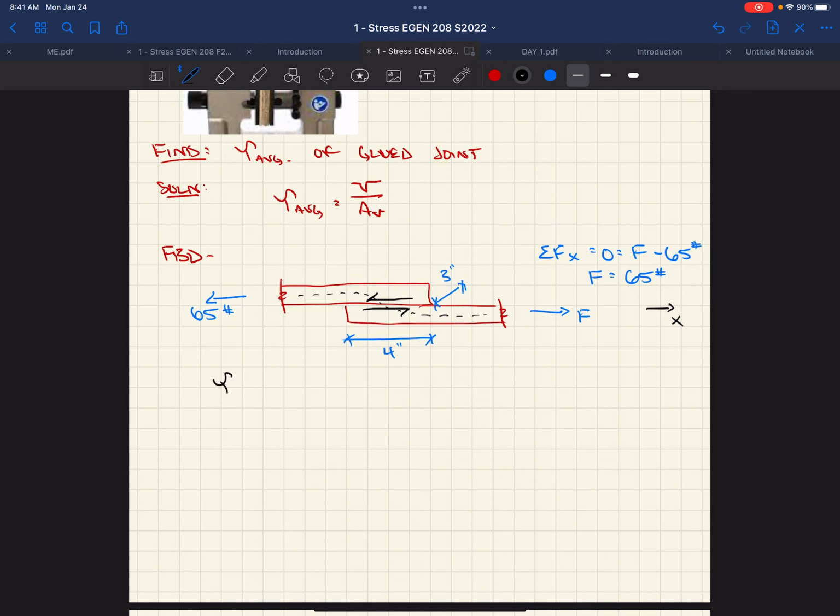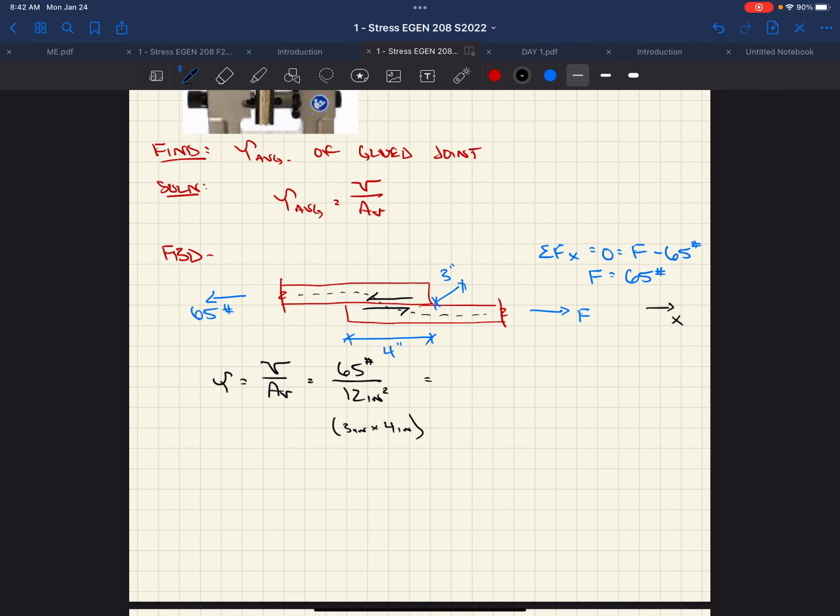So we've got tau equals V over A, V equals 65 pounds over 12 inches squared. Well, that is our 3 inches times our 4 inches. Right, that's the cross section of the area that's parallel to our applied force. Right? We wouldn't want to use the cross section of one of these wood plates, right? Which would be the thickness times the width. We want the area that's parallel to our applied force, or the area of the lap joint itself. So pounds per square inch, 5.4 psi.